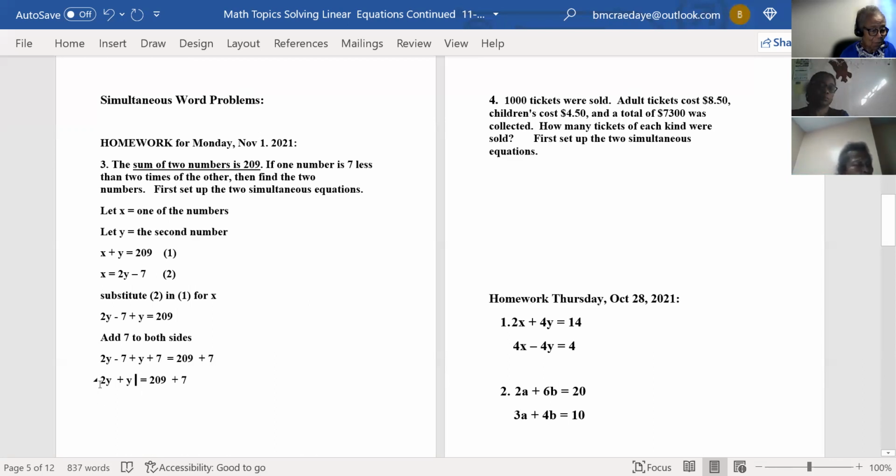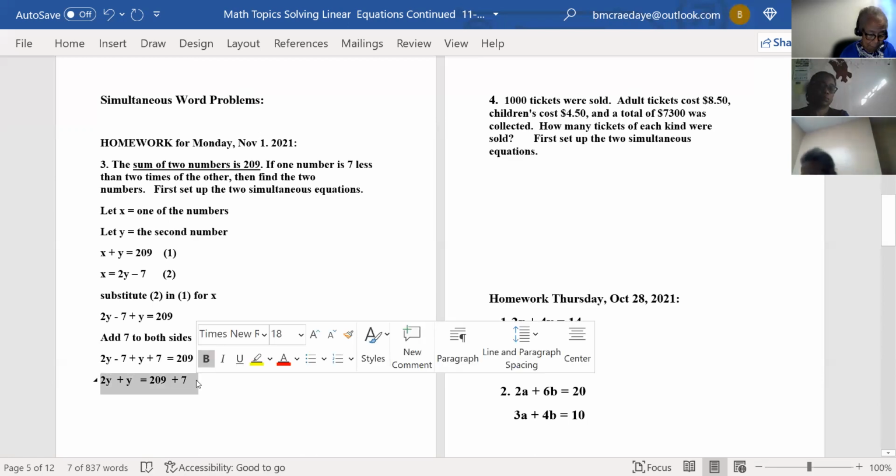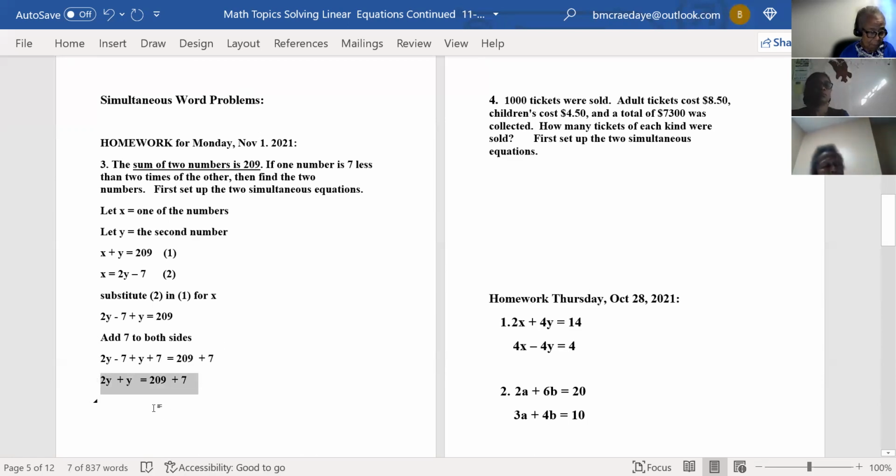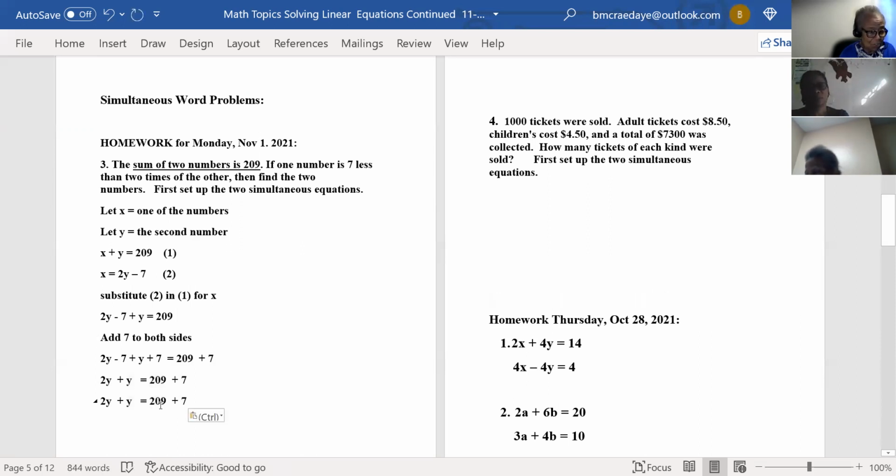Okay, so 2y plus 1y is what, Vanessa? Add the coefficients, 2y plus 1y. 3y. That's it, so this would be 3y. All right, take out the 1y because we added it. And what's 209 plus 7? 216, okay.